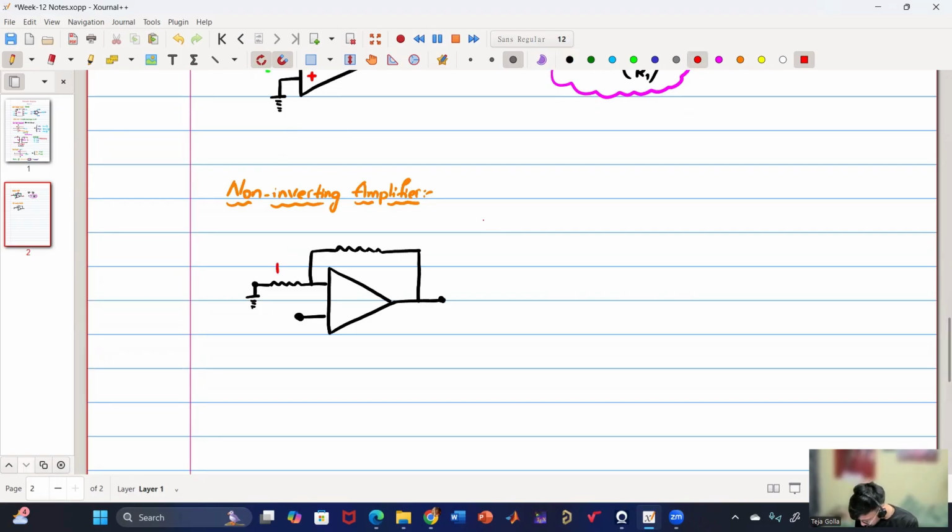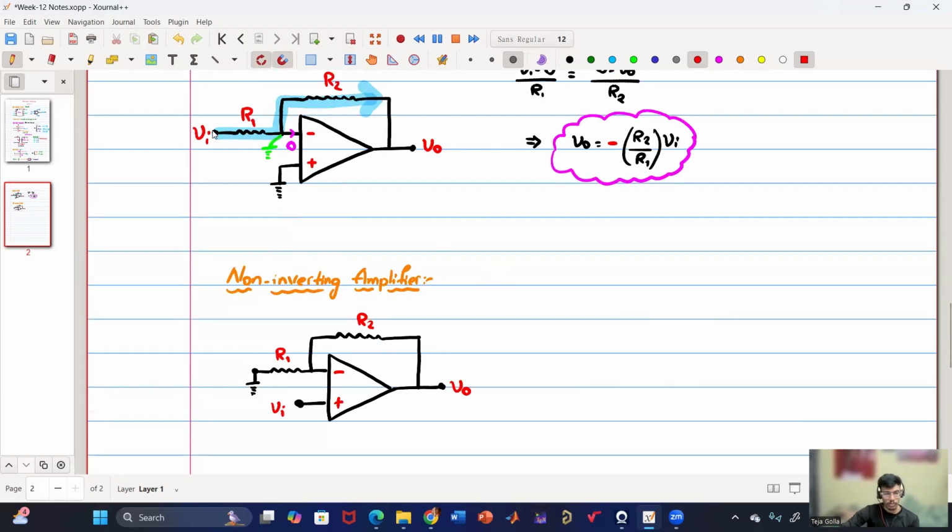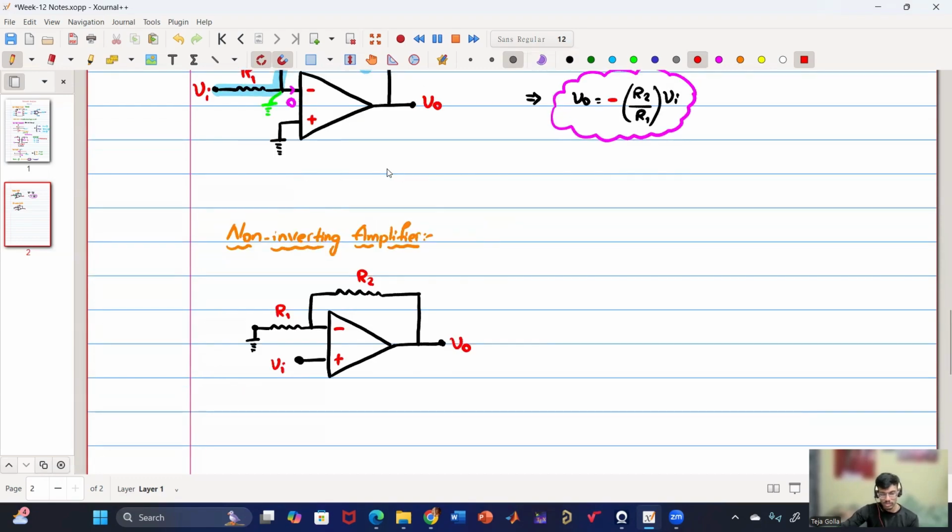So now resistance connection, everything remains the same. Now the input we are giving here, and that minus terminal is grounded, and everything else remains the same. So instead of giving input here, we are giving it here, and ground we are giving here. So basically if that is Vi, this is also Vi, right? Because of the virtual short concept.